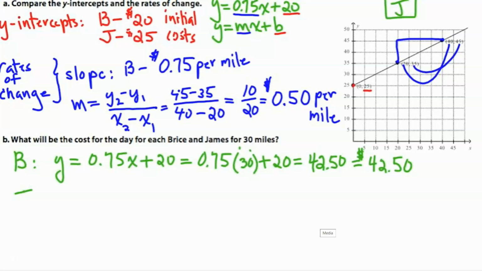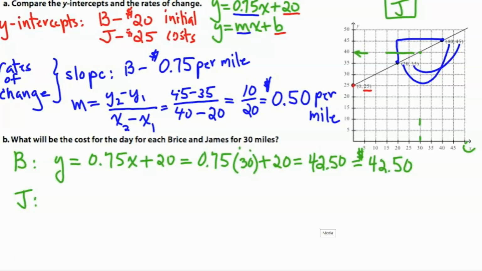Okay, what about James? Well, James's information is given to us on the graph. And so the X represents the mileage. Here's 30 miles. So we're going to go up 30 miles till we get to the line, and then follow that over to the y-axis, which gives us the cost.